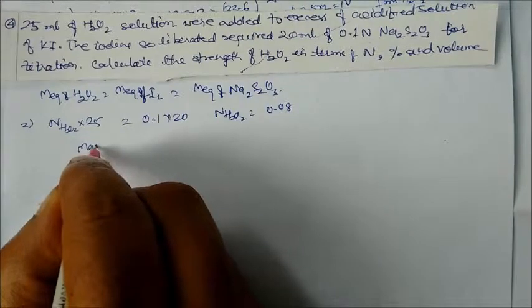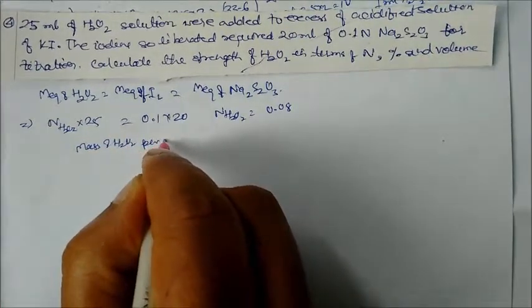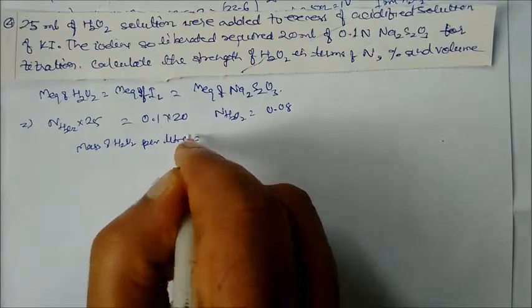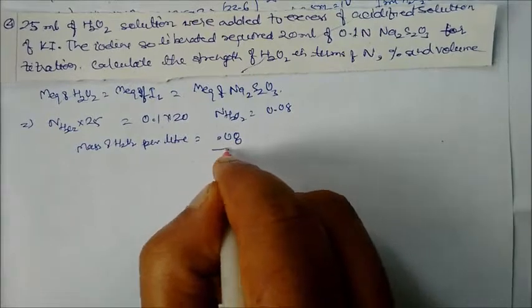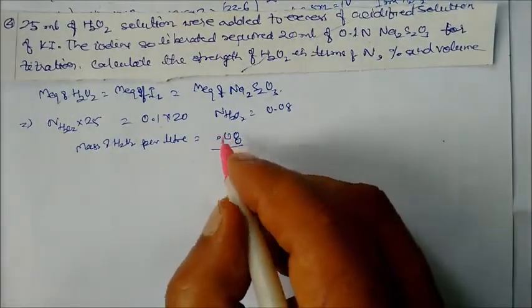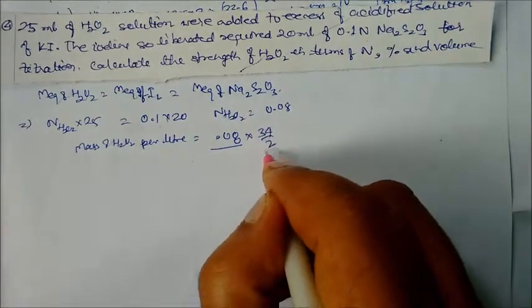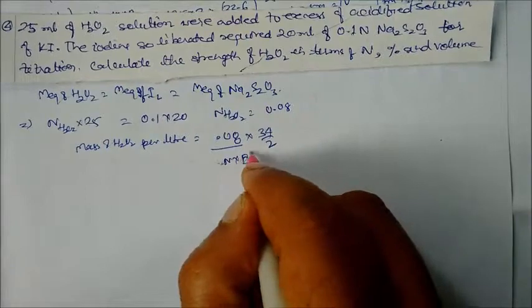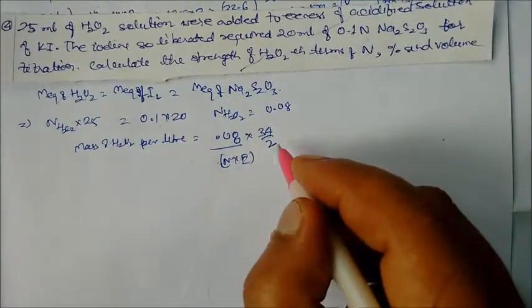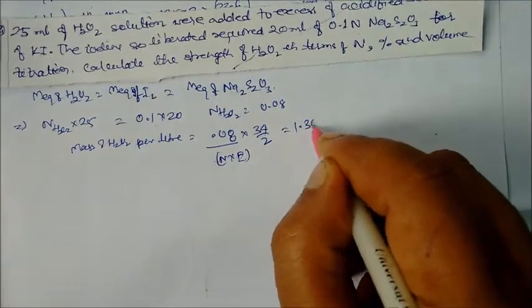So again we want to find its mass. So mass of H2O2 per liter, so mass of H2O2 per liter will be how much? This is per liter there. So write here 0.08, this is the normality, and multiplied by 34 over 2, the equivalent weight. So this is nothing but the normality into equivalent weight. So this will give you mass of the H2O2 per liter. So on solving we will get here 1.36 gram.